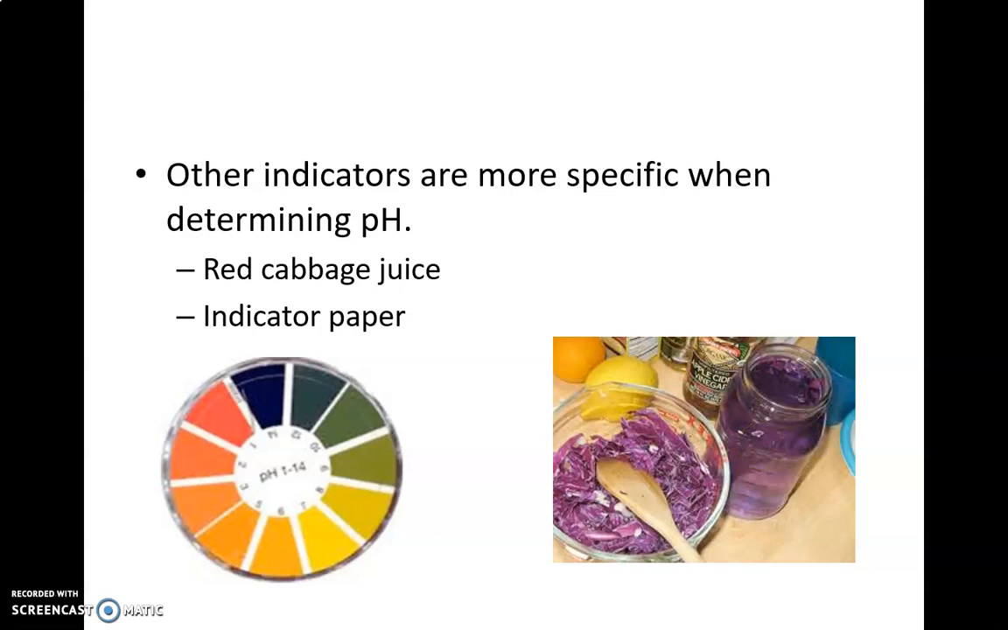Depending on what its pH is will depend on what color it changes. And so that's kind of neat, that you can use that to indicate certain pH levels of certain substances.